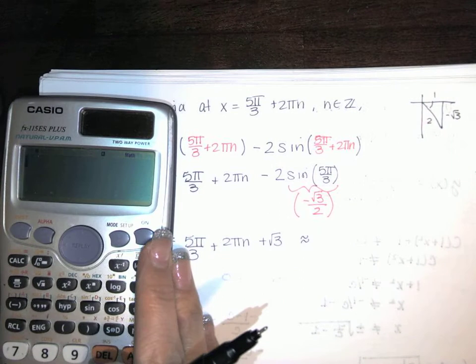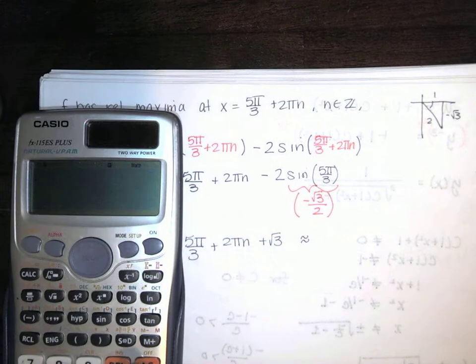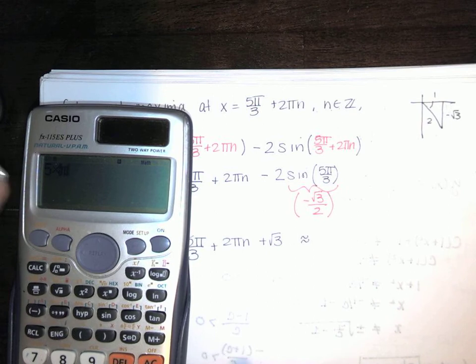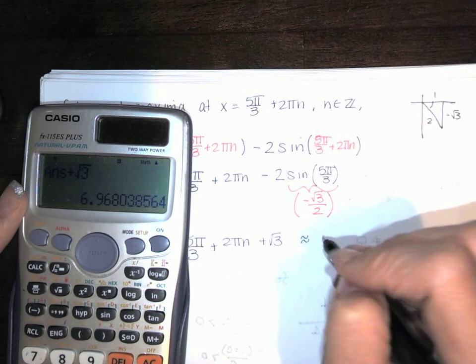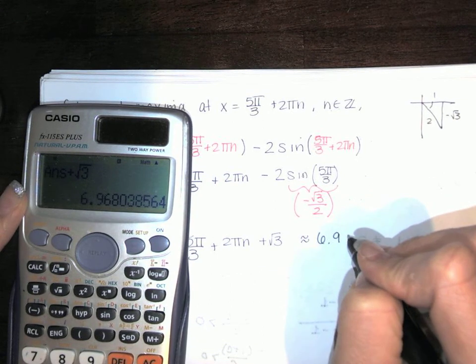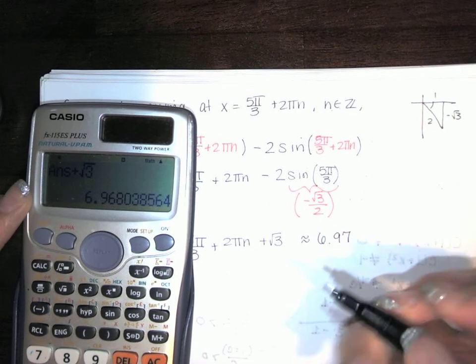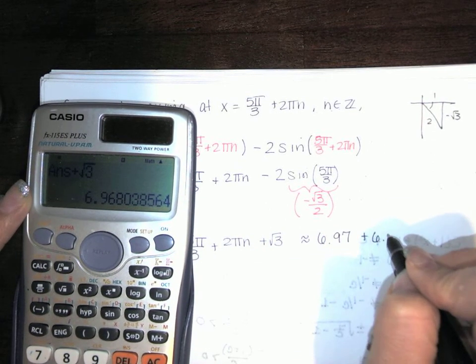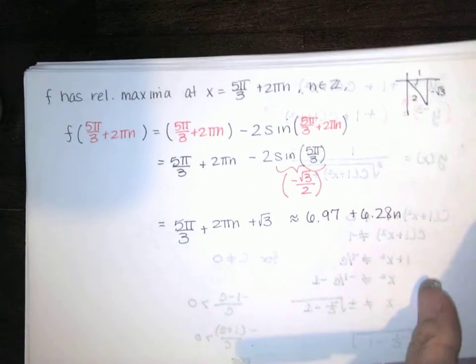And I normally don't do a numerical approximation, but in order to get a better sense of what's going on here, I think it makes sense in this case. So there's my 5 pi over 3. I'm adding square root of 3, and I want a numerical approximation. So I get 6.97 approximately, and then this is going to be 6.28 times n. Okay, so those are our relative maxima.